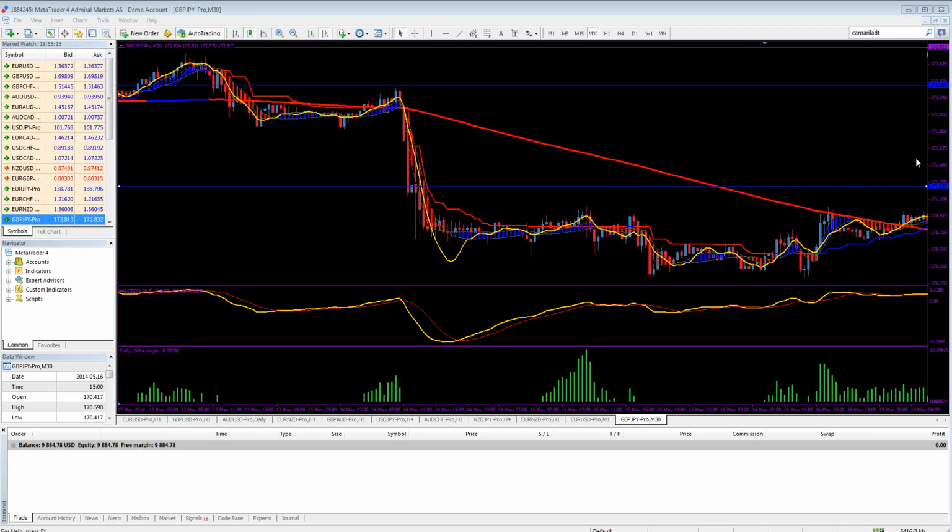Could you suggest a TD combo indicator for MT4? I don't know what TD combo is. What is TD combo? I don't know TD combo. Maybe it's a sort of custom indicator. I'm not sure what that means.